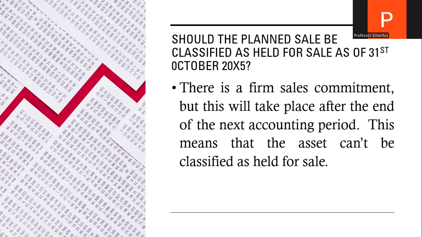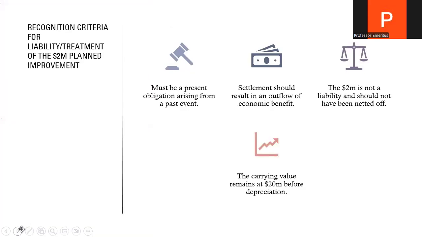So on that basis, we cannot classify this asset at the stadium as a non-current asset held for sale as at 31st October 20X5. Then the next requirement is whether this company is right in their treatment of the 2 million by taking it off the carrying amount of 20 million.